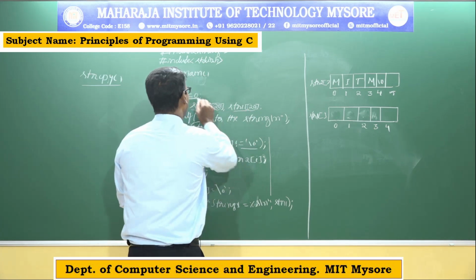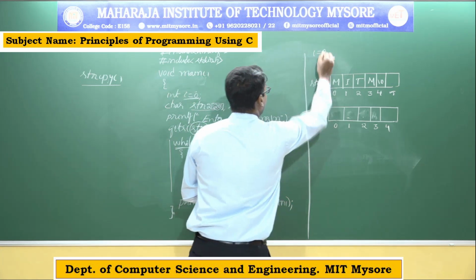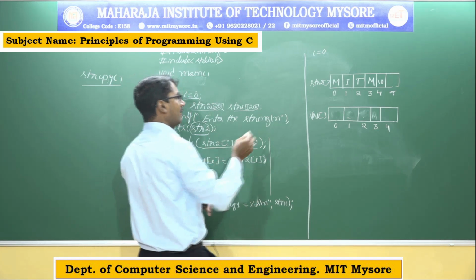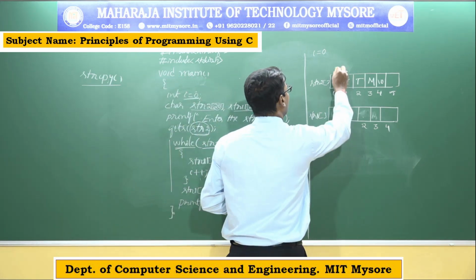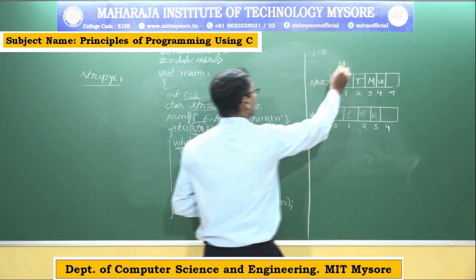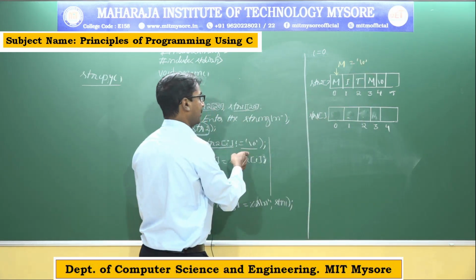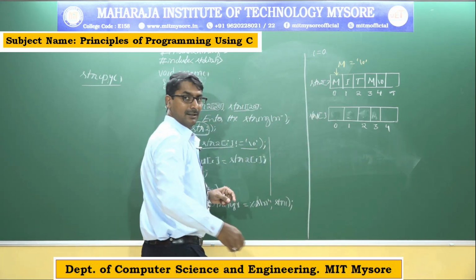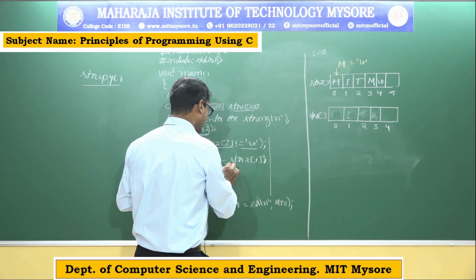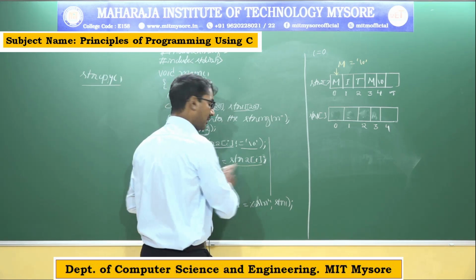Now initially the value of i is 0. Here str2[0] is not equal to null. What is the value of str2[0]? The value is m. m not equal to null. Is the condition true? Yes, the condition is true, because m is not a null character. Then it will copy str1[i] is equal to str2[i].